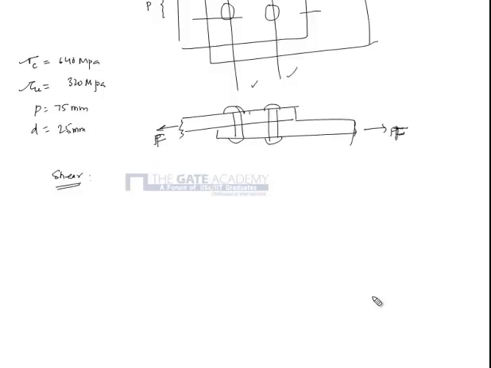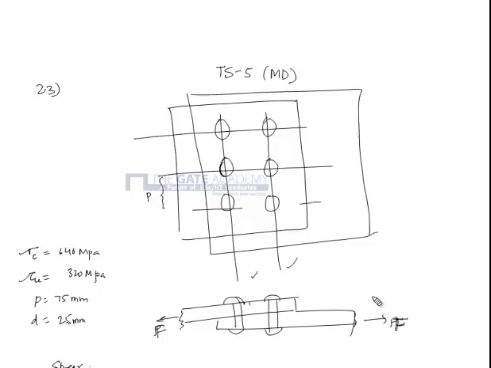So now if you compare per pitch length, this shears and this shears. Effectively there is half here, half here. So there is one rivet here and there is one rivet here. Half here and half here.